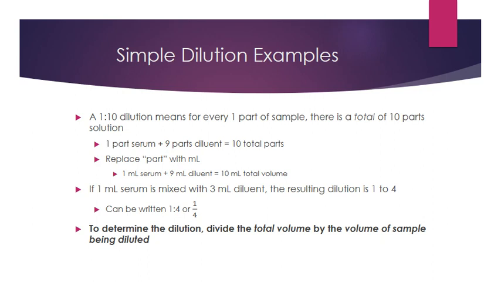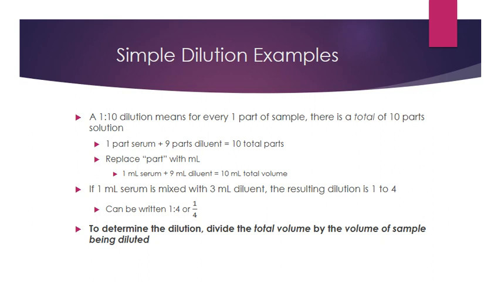So another example, if we have 1 milliliter of serum, we mix that with 3 milliliters of diluent, then our final dilution is 1 to 4. We know that because we have our initial sample volume, which is 1, and that's over our total volume, which is 1 plus 3, so that's 4. And this can actually be written two different ways. So you can have 1:4 as a 1 to 4, or you can write it as a fraction, 1 over 4. Both of these are acceptable ways to write these out. So here's the major thing. Moving forward, we will determine the dilution by dividing the total volume by the volume of sample being diluted.